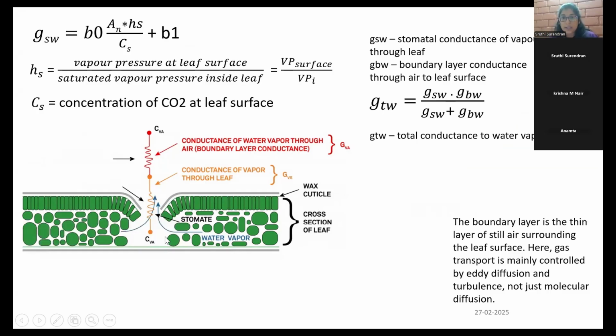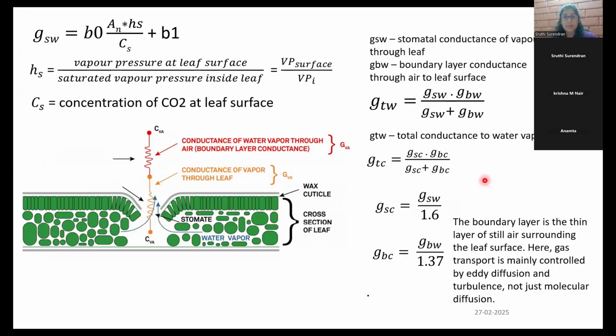So the total conductance to water vapor, which includes the boundary layer conductance as well as the conductance of the water vapor from the leaf into the surface, is given by this equation because it is in a series connection. So what happens to the conductance of carbon dioxide? The total conductance will again be the stomatal conductance to carbon dioxide and the boundary layer conductance to carbon dioxide, divided by the sum of the stomatal conductance and the boundary layer conductance.